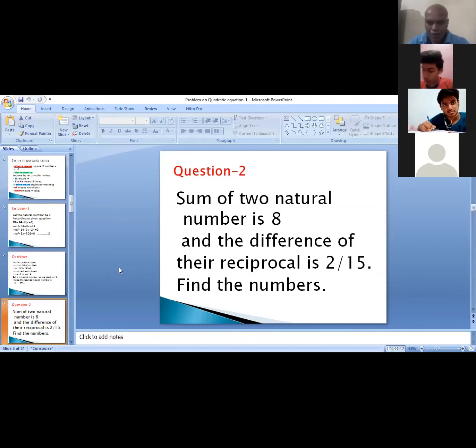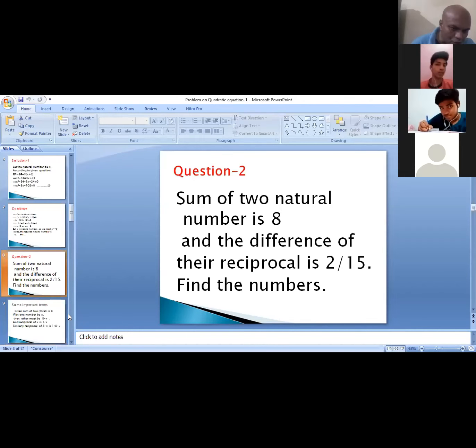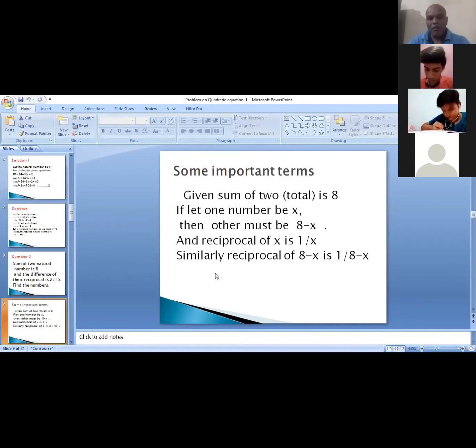Now, before discussing these questions, let me discuss some important part of this question. The sum of the two numbers is given as 8. If we have taken one number as x, the other number must be what? The remaining part, that is 8 minus x. The reciprocal of x is 1 by x, and the reciprocal of 8 minus x is 1 by 8 minus x. Reciprocal means 1 by the number.